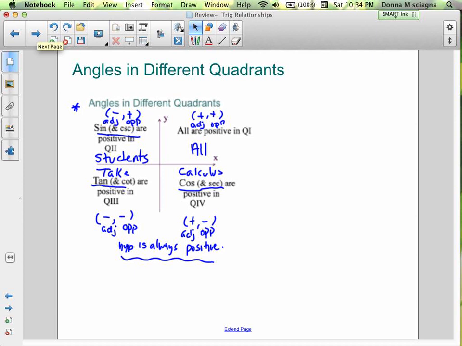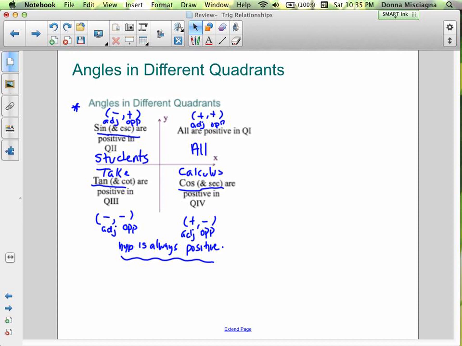If the angle has the terminal side in the second quadrant, the adjacent side is negative, the opposite side is positive, so anything that uses the adjacent side is going to be negative. Anything that does not use the adjacent side is going to be positive. So sine and cosecant are positive in quadrant 2 because they use the opposite side and the hypotenuse, which are both positive in quadrant 2.